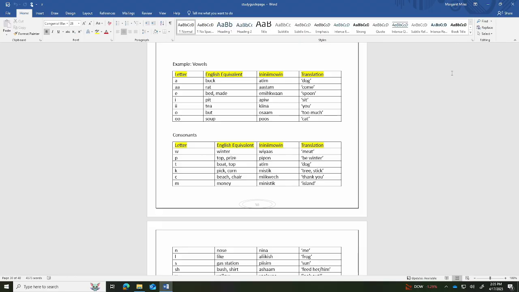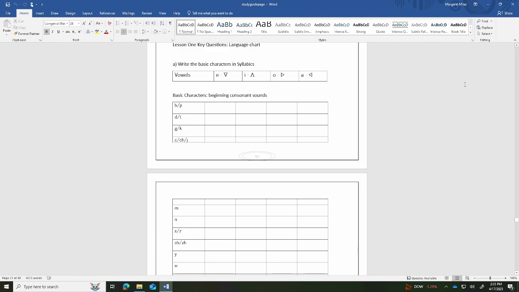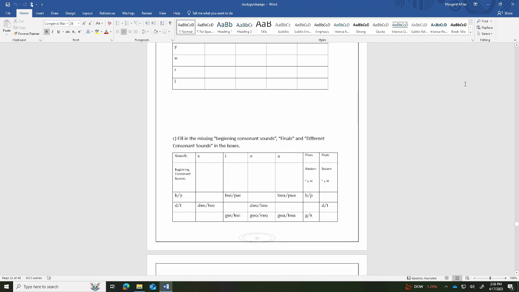So for this exercise, you will need to use your chart. Basic characters, beginning consonant sounds. So you will put them each in the empty squares into the 4 columns.